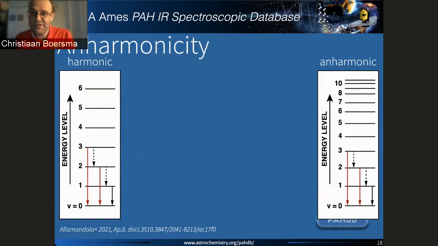The next steps in the PAH field, and for PAHdb specifically, is to consider the effects of anharmonicity. The computed spectral data in PAHdb has been computed using the harmonic approximation, which assumes equally spaced energy levels, as is shown to the left here. In the anharmonic case, shown here to the right, the energy levels are not equally spaced, which actually represents what happens in nature better.